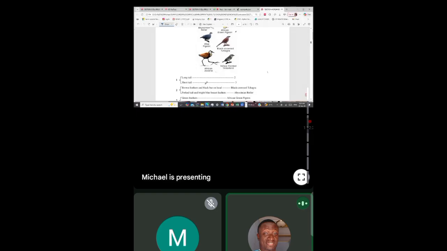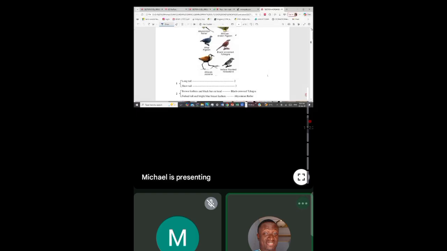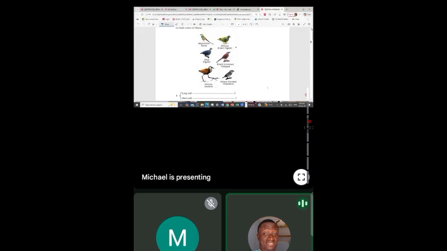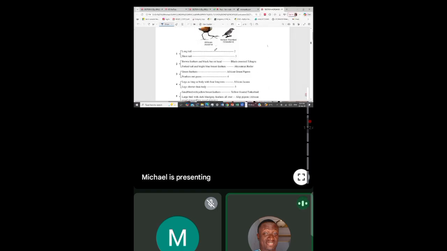Now let's go to the second one, those who have short tail. For the short tail, we have the other four. That is the African green pigeon, the Afep pigeon, the African jacana, and the yellow-fronted tinkerbird. All these have short tails. Who are we referring to? So short tail, go to point 3. Now we are here. Point 3 refers to those that have short tail. You have to get the idea very correctly.